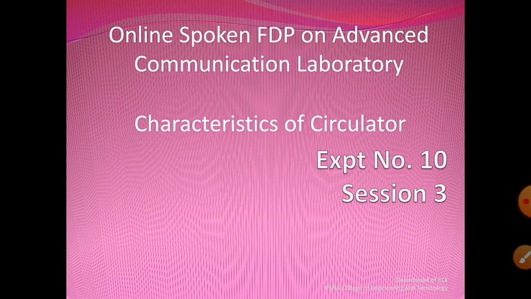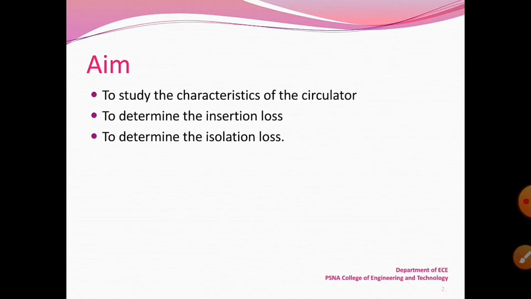Now we will see the experiment number 10, session 3, characteristics of circulator. Aim. The aim of this experiment is to study the characteristics of the circulator, to determine the insertion loss and to determine the isolation loss.